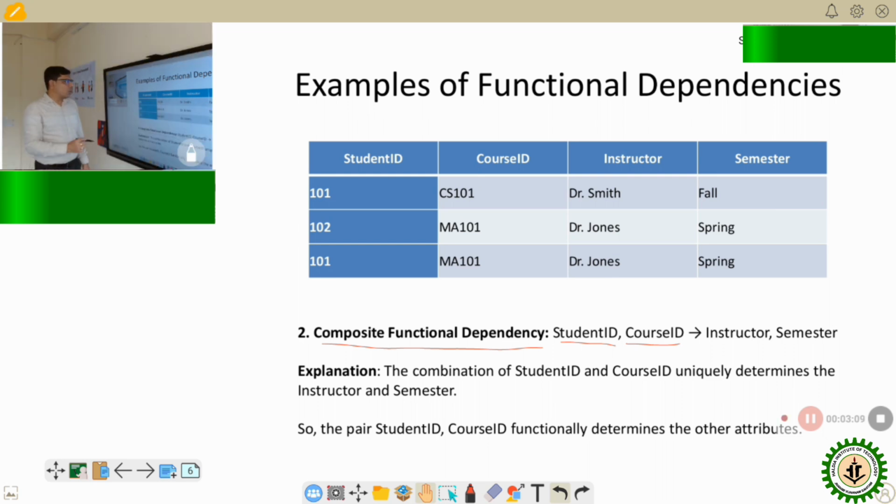Therefore, we cannot identify student ID as a unique ID of this table. So we are considering student ID and the course ID both as a composite key to uniquely identify the row from this table. So it is called a composite key or composite primary key, and these dependencies are called composite functional dependency.